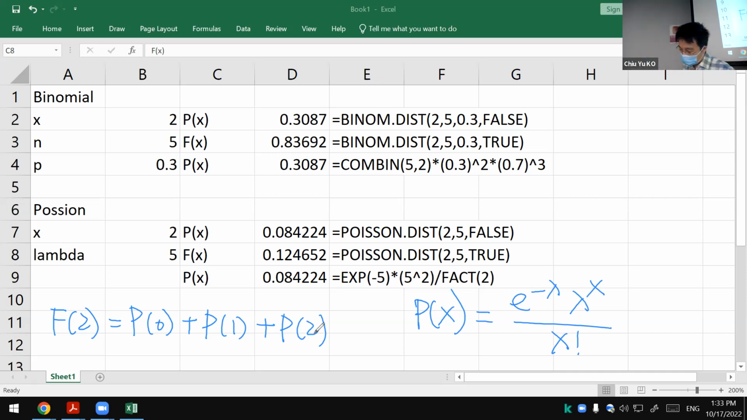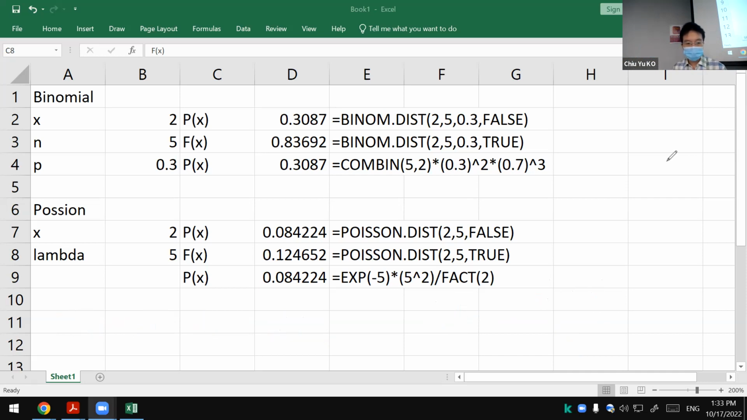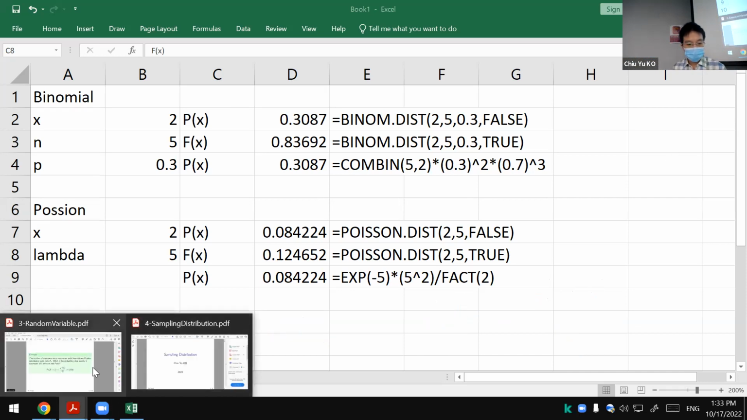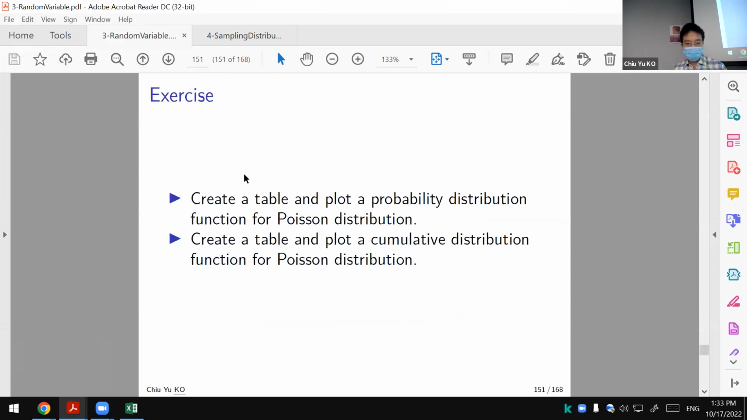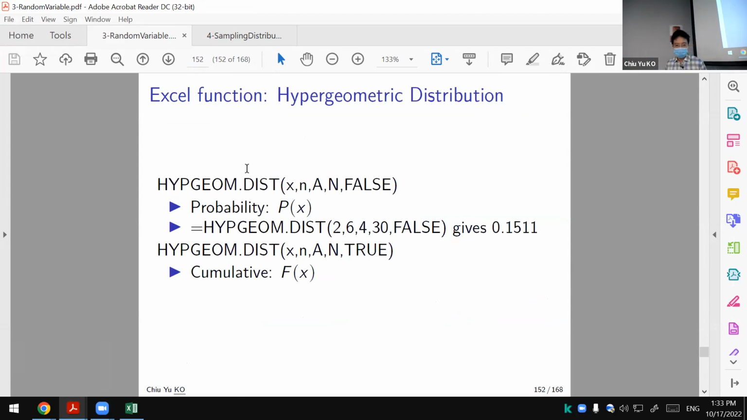Okay, so we come back. We learned binomial and Poisson, then what is left is hypergeometric for discrete. Okay, we'll quickly go to hypergeometric. Hypergeometric again is not something complicated. It's HYPGEOM, and you notice that we have a NaN.